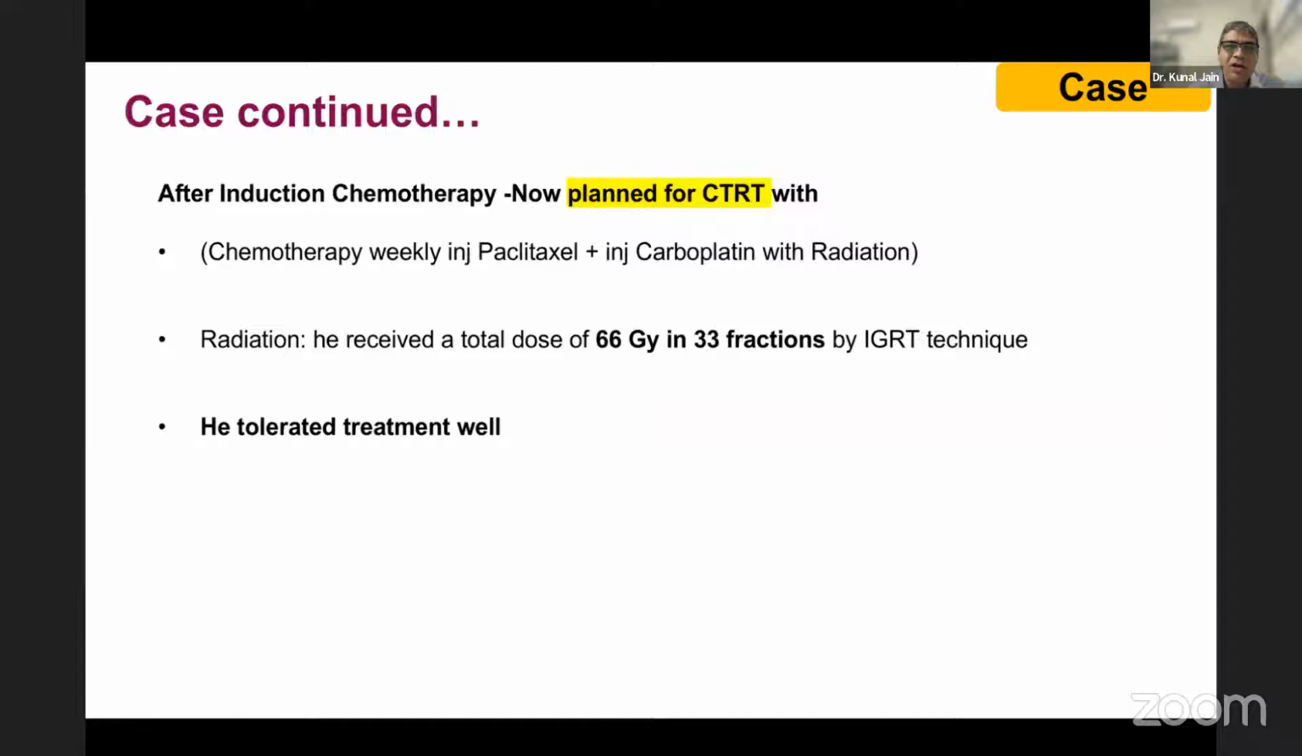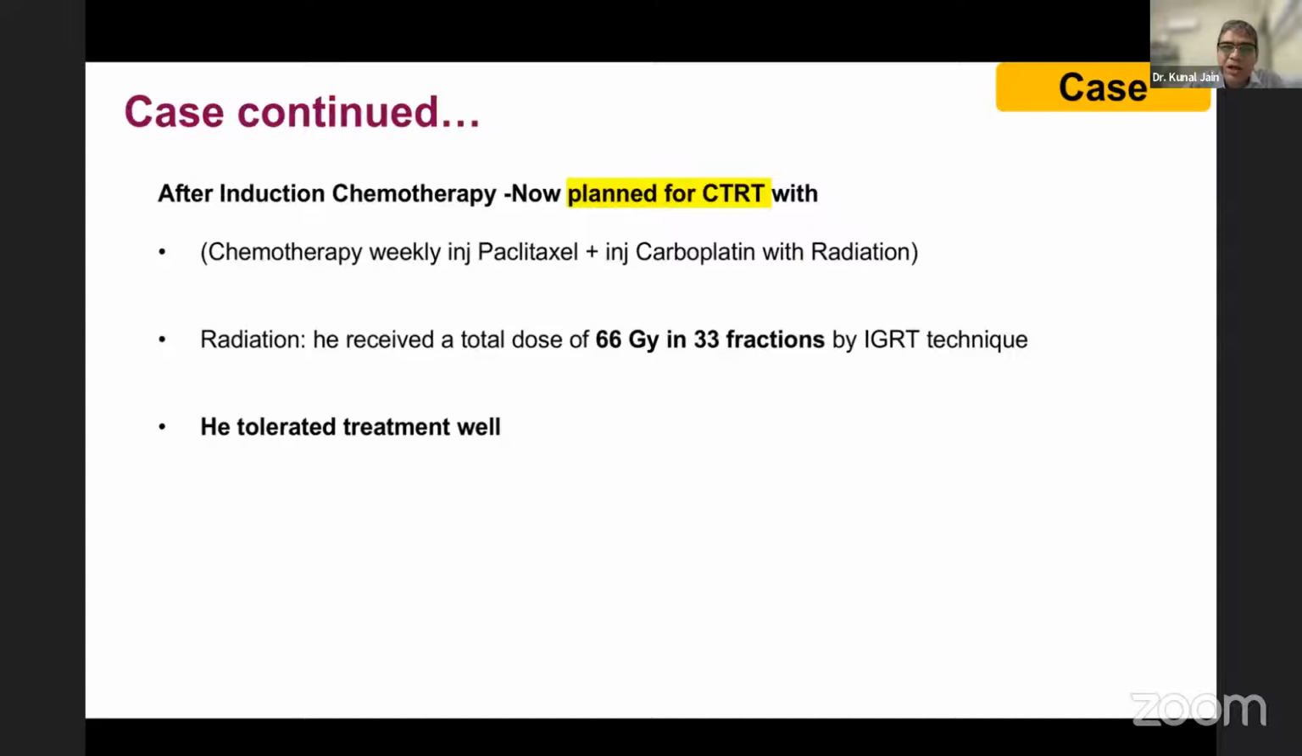So after induction chemotherapy, once the PET showed that the patient had a good partial response, this patient was planned for chemoradiotherapy, again with weekly paclitaxel carboplatin with radiation. The radiation dose was 66 gray in 33 fractions, and he tolerated treatment well. So what do you use in terms of companion chemotherapy?